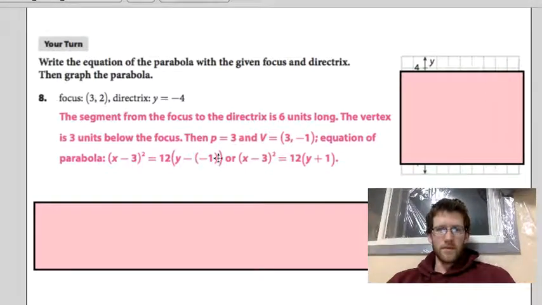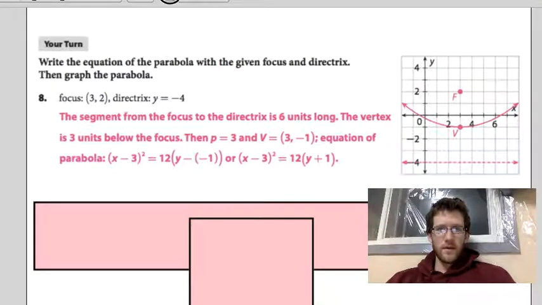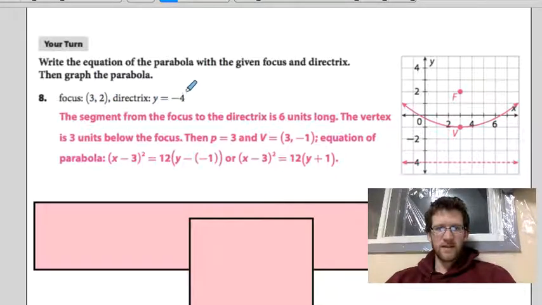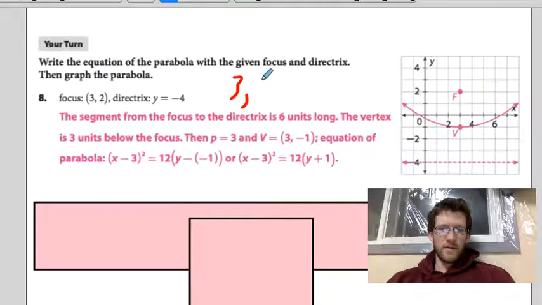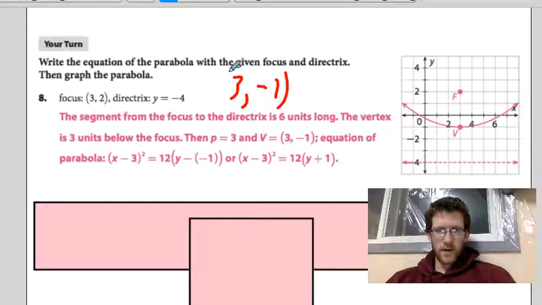Okay, so for this one, again, we'll pull this down for you. The focus is at (3, 2). The directrix is at y equals -4. So therefore, the vertex will be at x equals 3, and then the average of 2 and -4 is -1. So this corresponds to our h and k values. h is 3, k is -1.